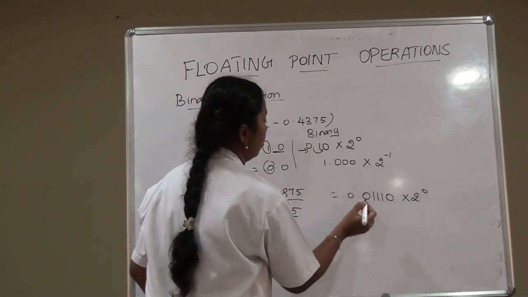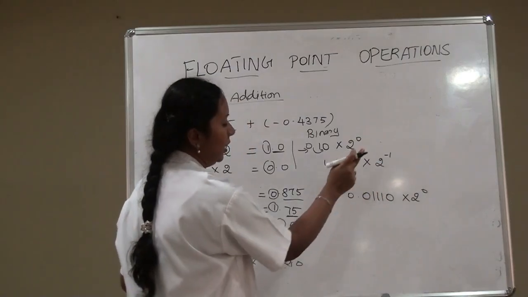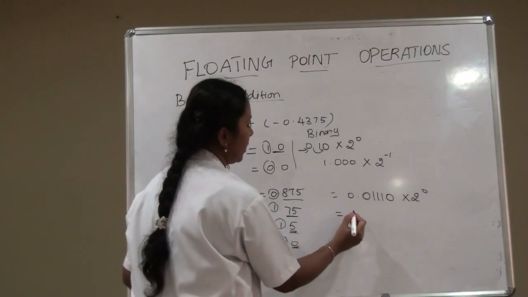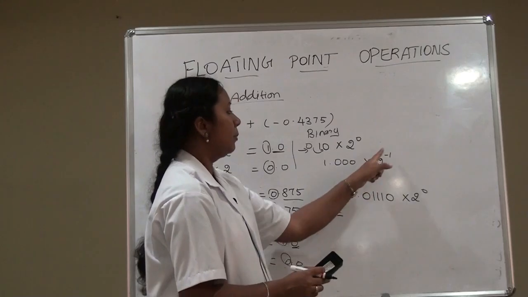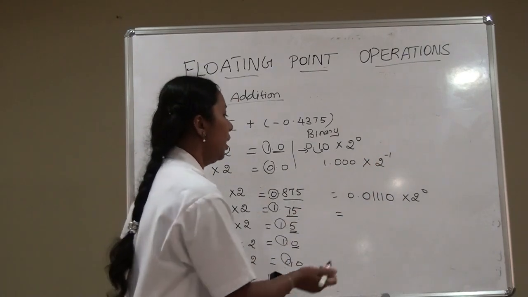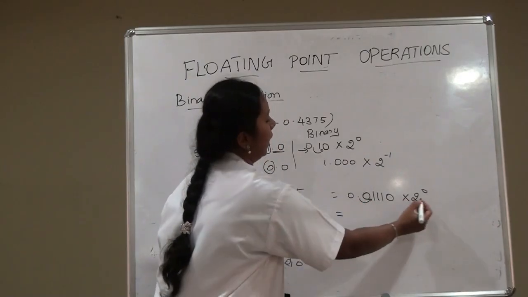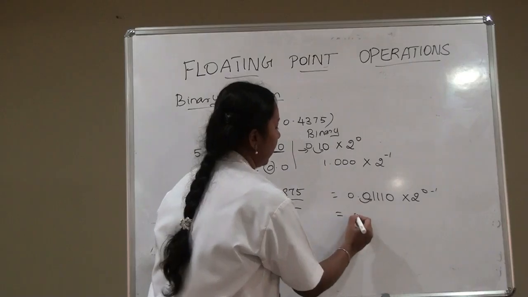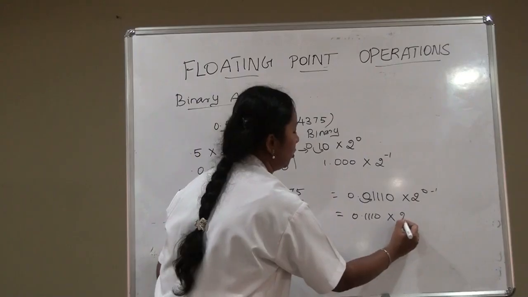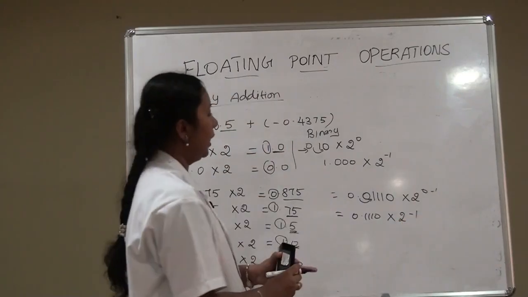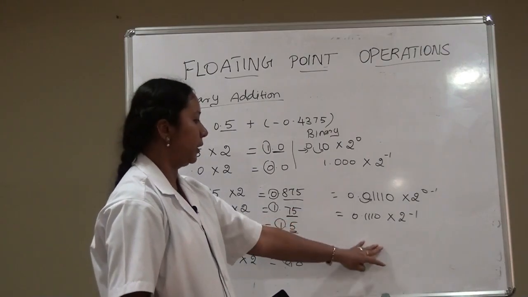Once I write the result, it should match the previous exponent. As it is a floating point addition, I can check which conversion will give me the previous exponent value. That is, if I move my point by one position, I get subtracted by 1. So what I am going to do is 0.1110 into 2 power minus 1. Now both my exponents are matched, so I can stop with this.